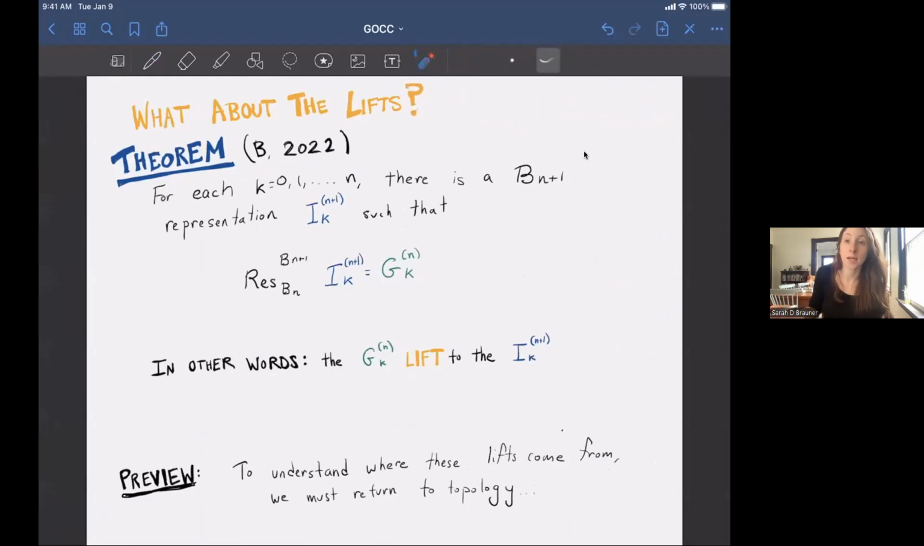So the reason that I am bringing up these representations is that it turns out that they actually have a lift to Bn+1. So the preview theorem is that for every k where my representations are defined, I can define some representation Ik that restricts to Gk, or in other words, I can find a lift of each of my Gk's to Ik. So again, this is a Bn rep, and this is a Bn+1 rep.